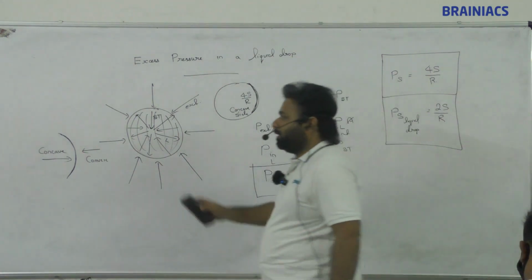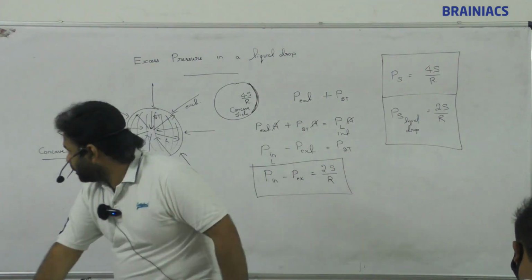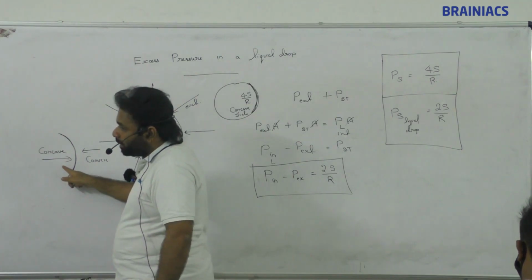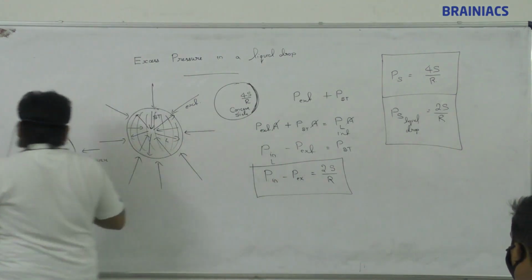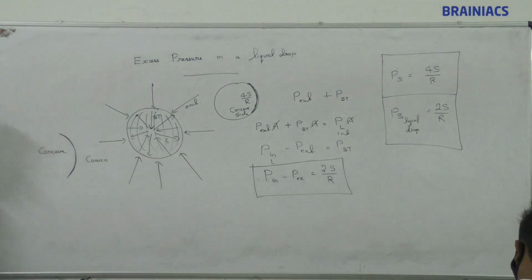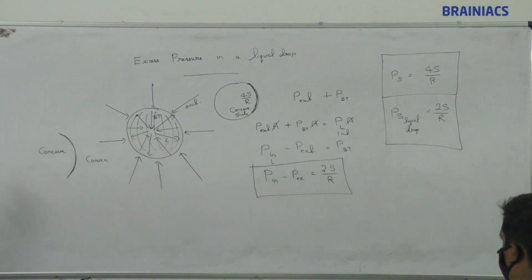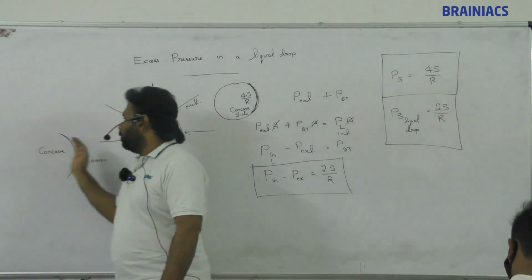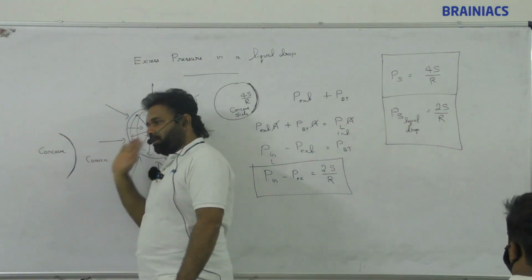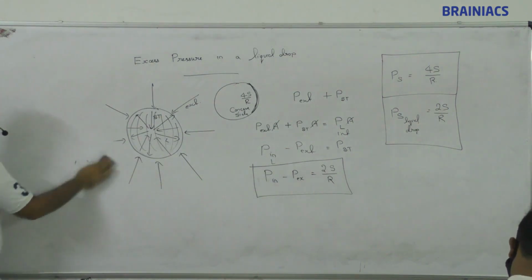Fine. So now let me summarize this. Just a direction I was showing, just like this side is concave. There is no direction, force or pressure, nothing. Just showing that this is the concave side, this side is the convex side. So when we look from this side, this is convex. Nothing else.